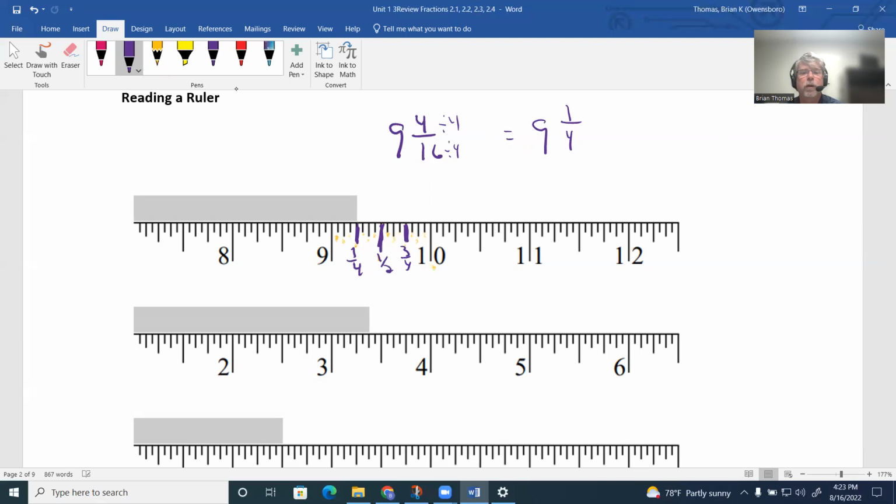Some other things to point out: the tiny ones are the 16th marks here. So it's 1/16, 2/16, 3/16, 4/16. I'm sorry, you count by odds: 1/16, 3/16, 5/16, 7/16, 9/16. So right there would actually be 9/16. The ones between the quarter and the 16th are what we call the eighth marks. This one would be 1/8, 3/8, 5/8, and then 7/8. So rulers have different types of denominators: 16ths, eighths, quarters, and halves. All those would work.